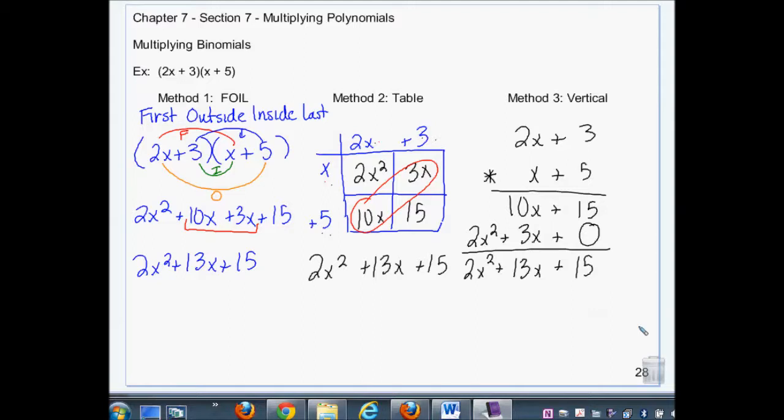Do you have another example of the vertical? Yeah, I can do another example of vertical. Let's do it down here.